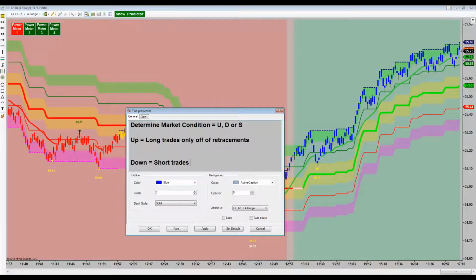And this one is retracements. When you're in an up condition, you're taking retracements into support. That's where we buy, right? Down is the opposite of that. Short trades on retracements into resistance, which is the opposite, because we're selling it, right?